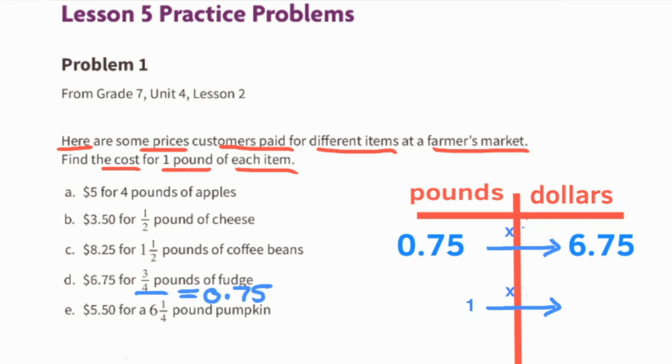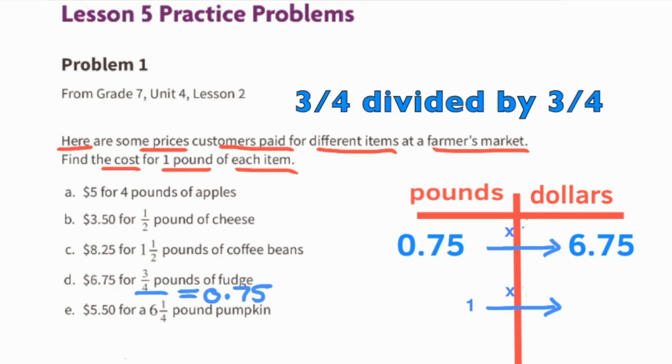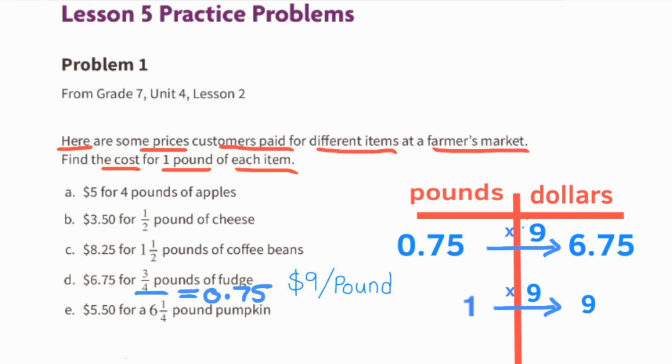D. $6.75 for 3/4 of a pound of fudge. 3/4 of a pound divided by 3/4 equals 1 pound. $6.75 divided by 3/4 equals 9. So 1 pound of fudge costs $9.